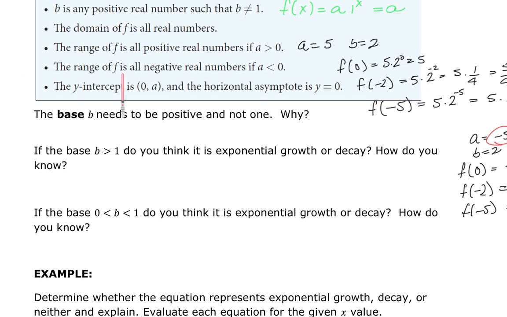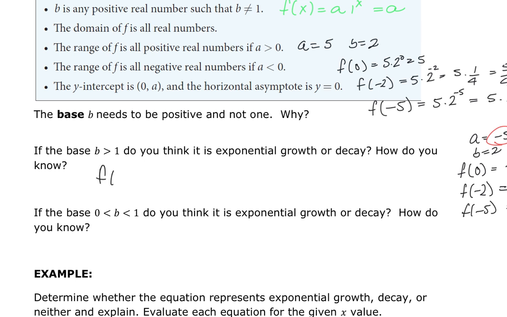The y-intercept is 0, a, always 0, a, regardless of what it is. And the horizontal asymptote is y equals 0, unless we have a transformation, a vertical shift up or down. And this will always be true as long as we don't have a horizontal shift left or right. The base needs to be positive. We talked about that. If the base is greater than 1, do you think the exponential is growth or decay, and how do you know? Well, let's take a look.